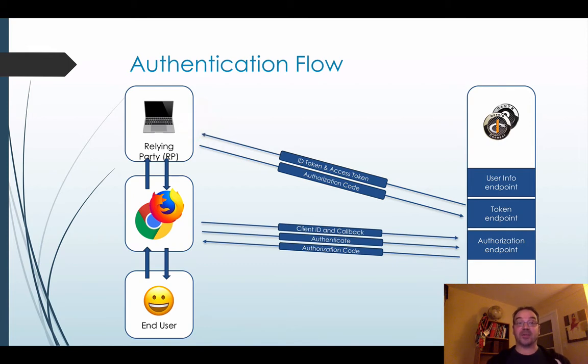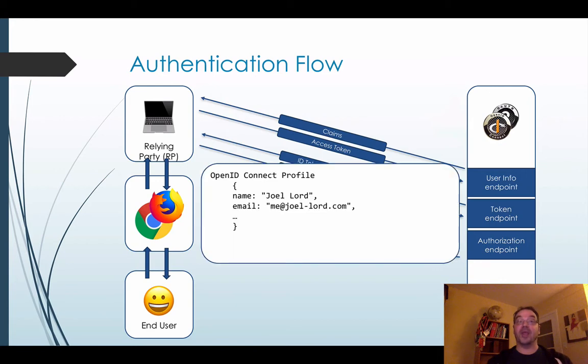Because we wanted to have access to the user information, our client will then send a request to the user info endpoint of the identity provider with the access token. Once validated by the identity provider, it will respond back with the requested claims or scope. And the flow is complete, and your application now has access to your user profile.